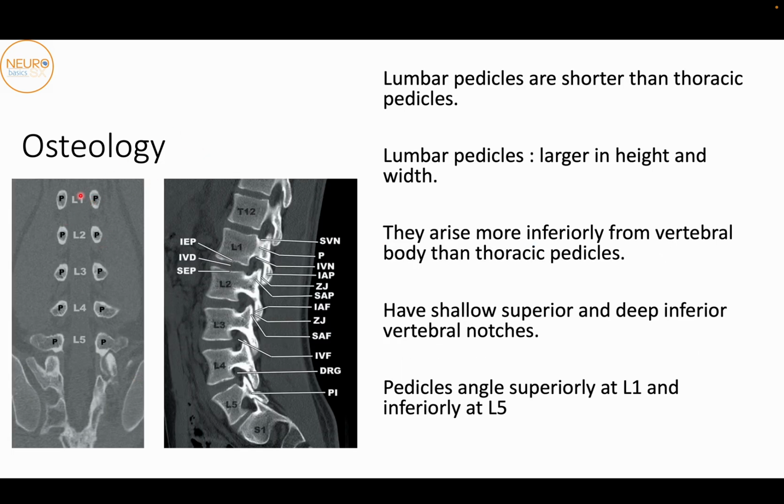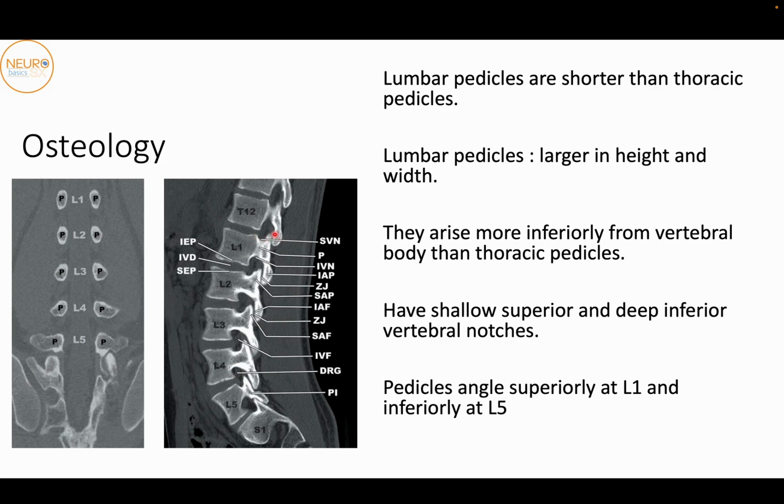Right, so from these vertebral bodies, the pedicles arise, as we saw with other levels of the spinal canal. The lumbar pedicles are shorter, as you can see over here, again, than the thoracic pedicles. But they are definitely larger in height and width than the thoracic pedicles are. They arise a little bit more inferiorly from the vertebral body than the thoracic pedicles will. So as you can see, there is some space over here.